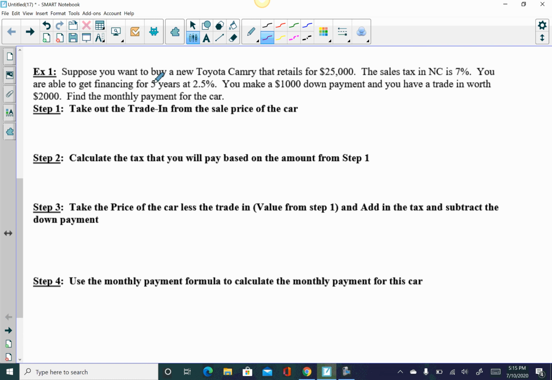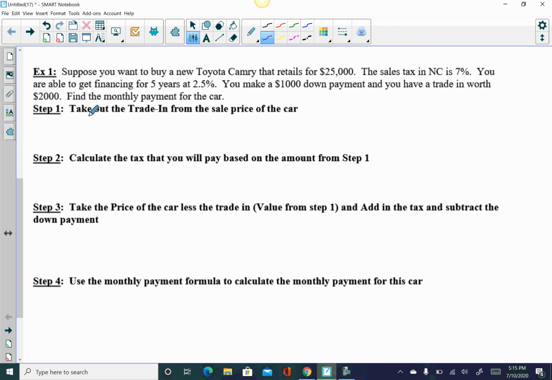So it says here you want to buy a Toyota Camry, retails around $25,000, basic model. Sales tax in North Carolina, of course, is 7%. You're able to get financing for 5 years at 2.5%. You make a $1,000 down payment, and you've got a trade-in worth $2,000. They want us to find the monthly payment for our car.